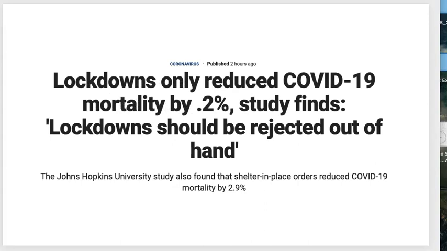Another piece of evidence just came out recently from Johns Hopkins showing that lockdowns really only reduced COVID-19 mortality by about 0.2%. Lockdowns should be rejected out of hand, and that's something that a lot of us were saying from the start and receiving a lot of pushback on.